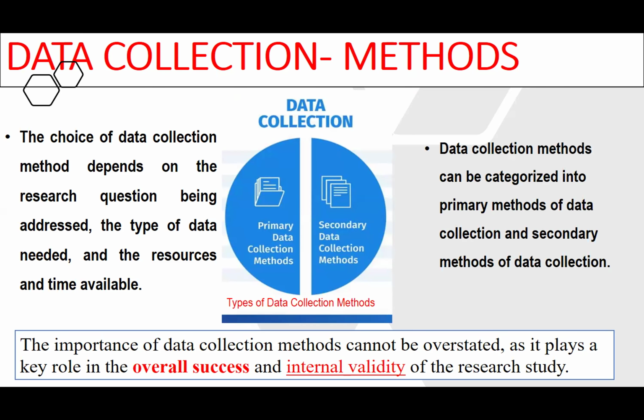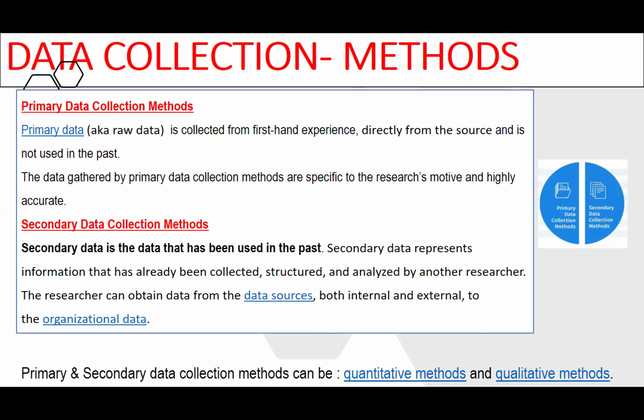Data collection methods can be primary or secondary. Primary data collection is the data which we collect from the subjects. For example, we want to study maybe hydrocephalus. We get patients having hydrocephalus, we interrogate them, and collect data about their age, sex, the perinatal history, and so on and so forth. This is primary data collection.